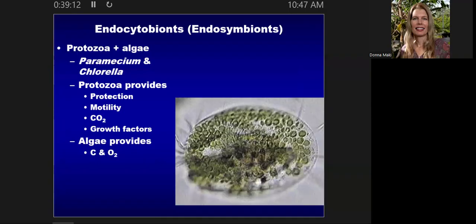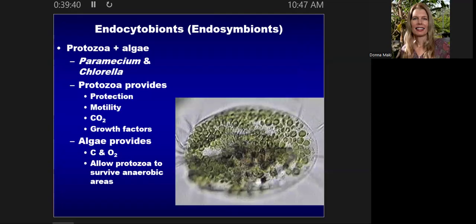So from the Paramecium's perspective, the Paramecium can actually get into areas that are devoid of oxygen, at least for short periods, because it's carrying its own oxygen producing organisms with it. And so that's kind of nice. The Paramecium can go and get access to food in anaerobic environments. So kind of a nice win-win there.